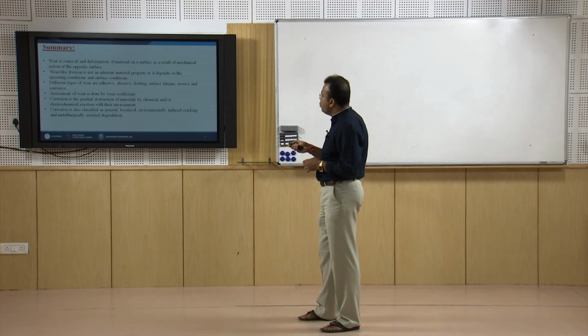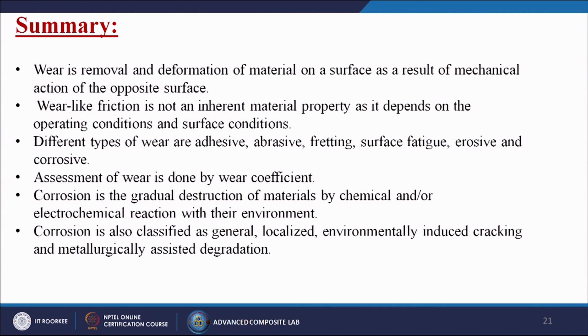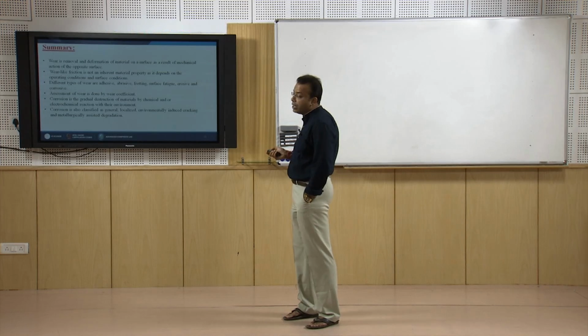So, wear is removal and deformation of material on a surface as a result of mechanical action of the opposite surface. Wear, like friction, is not an inherent material property, as it depends on the operating conditions and surface conditions. Different types of wear are adhesive, abrasive, fretting, surface fatigue, erosive and corrosive, which we have already discussed. Assessment of wear is done by the wear coefficient. Corrosion is the gradual destruction of materials by chemical and or electrochemical reactions with their environment. Corrosion is also classified as general, localized, environmentally induced cracking and metallurgically assisted degradation.